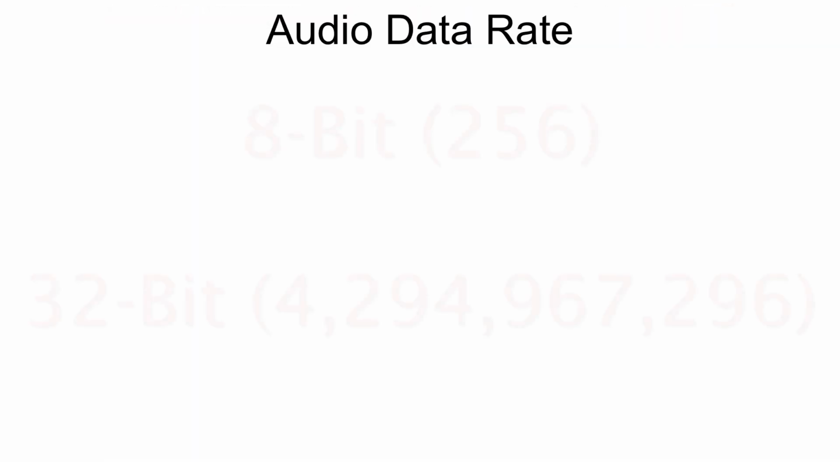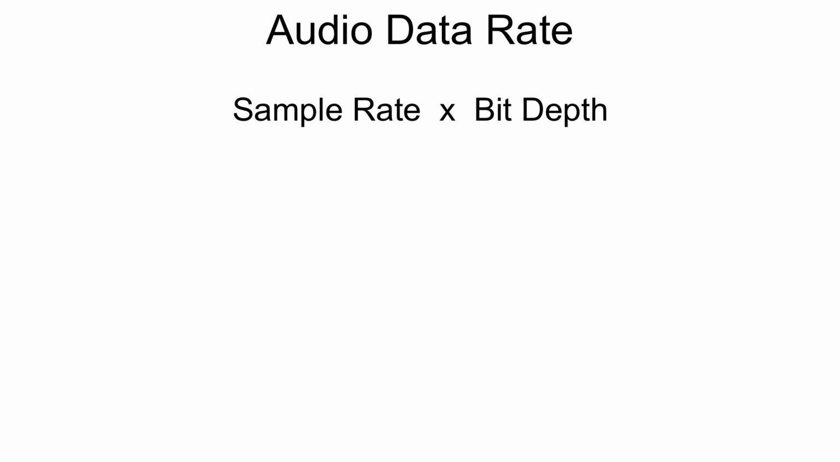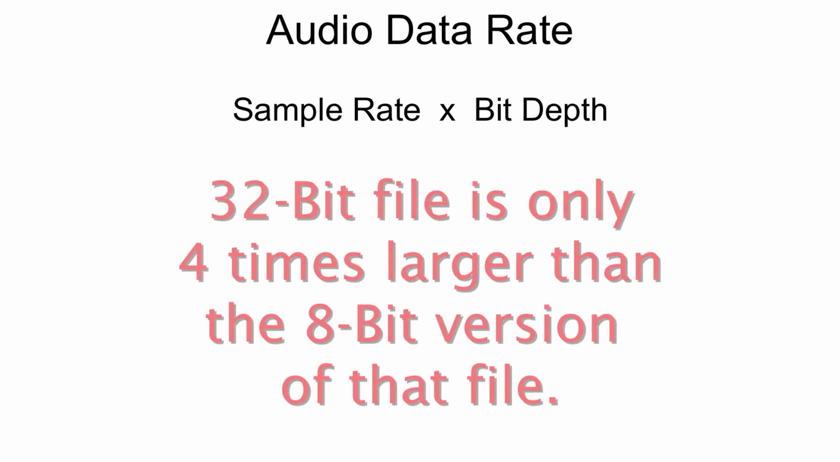So here's the good news. As you're increasing the file size from 256 quantization levels up to 4 billion, 294 million, etc. quantization levels, you would think that the 32-bit file would be astronomically bigger than the 8-bit file. But the file size is actually determined by what's called the data rate, which is simply the sample rate times the bit depth. So that means that a 32-bit file is only 4 times larger than an 8-bit file. It's a really wonderful feature when you can get like 1,000,000 times more definition and only increase the file size by 4.